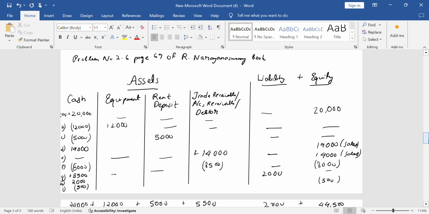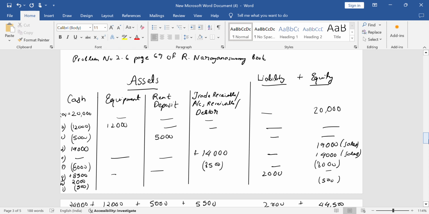Second transaction, bought equipment for cash, rupees 12,000. So 12,000 will be reduced from cash as cash is going out, you're paying it out of your pocket, and we have equipment to be increased by 12,000 because equipment is now placed in your business, and there will be no impact on liability and equity.